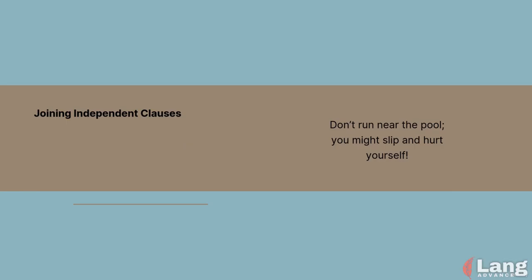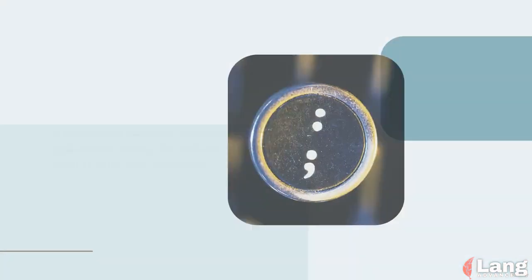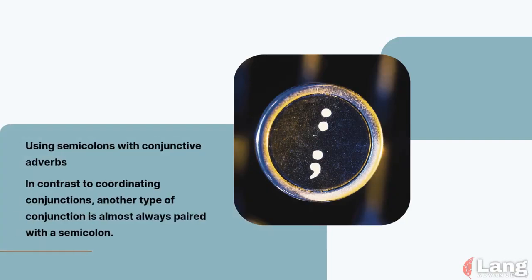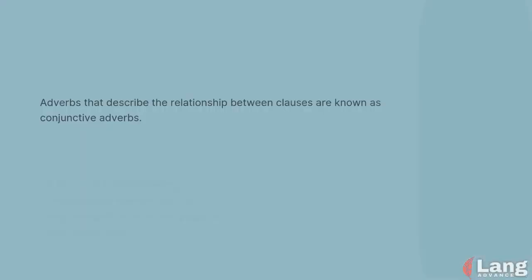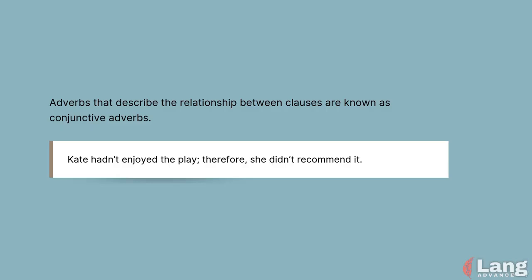Joining independent clauses. In a compound sentence, semicolons link independent clauses with inherent relationships, such as contrast or causation. Don't run near the pool; you might slip and hurt yourself. Using semicolons with conjunctive adverbs. In contrast to coordinating conjunctions, another type of conjunction is almost always paired with a semicolon. Adverbs that describe the relationship between clauses are known as conjunctive adverbs. Kate hadn't enjoyed the play; therefore, she didn't recommend it.